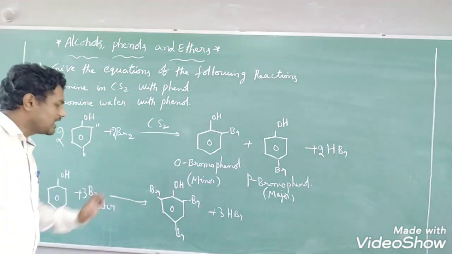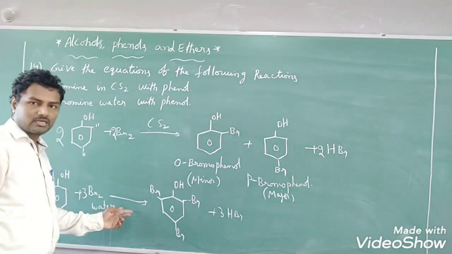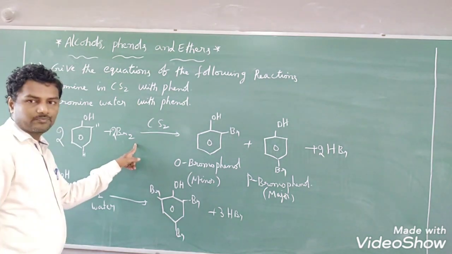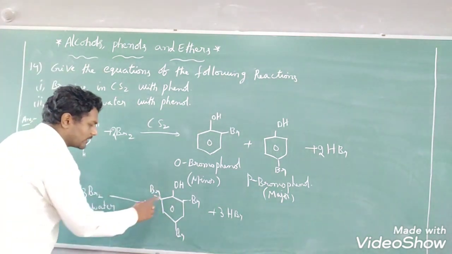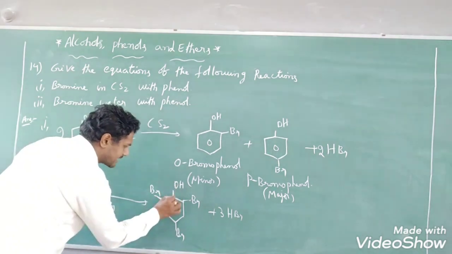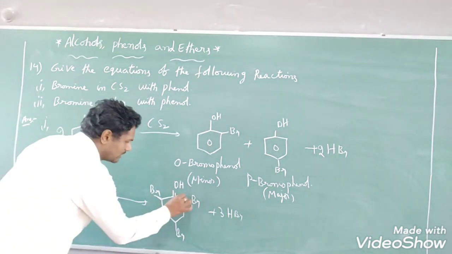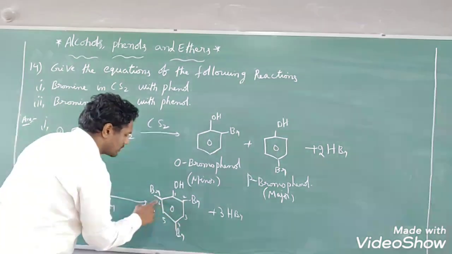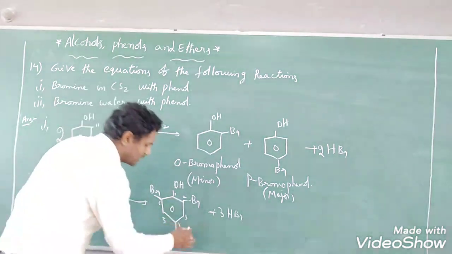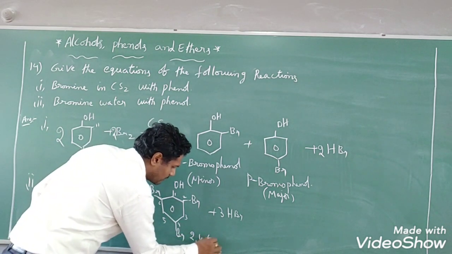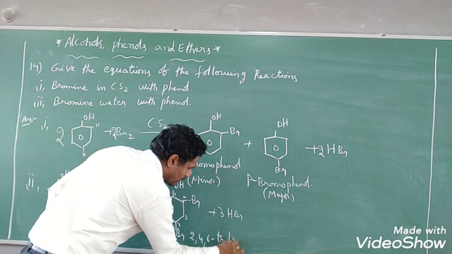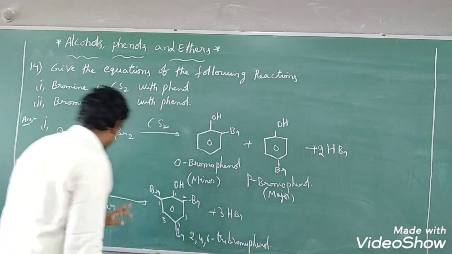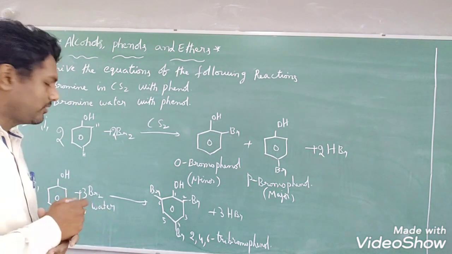Yes. What is the name of this compound? This is a very important question. Many times they have asked it for 1 mark. Sometimes they are asking this also, right? So here, the name of this compound: the carbon with the OH attached is position 1. This is 2, 3, 4, 5, 6. So 2,4,6-tribromophenol. This 2,4,6-tribromophenol is the major product formed whenever phenol is treated directly with bromine water.